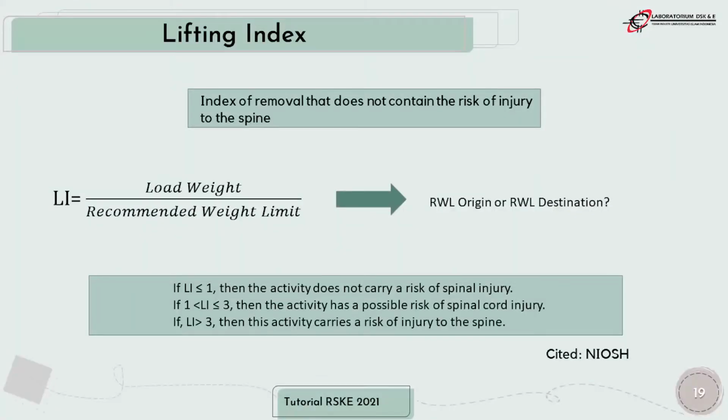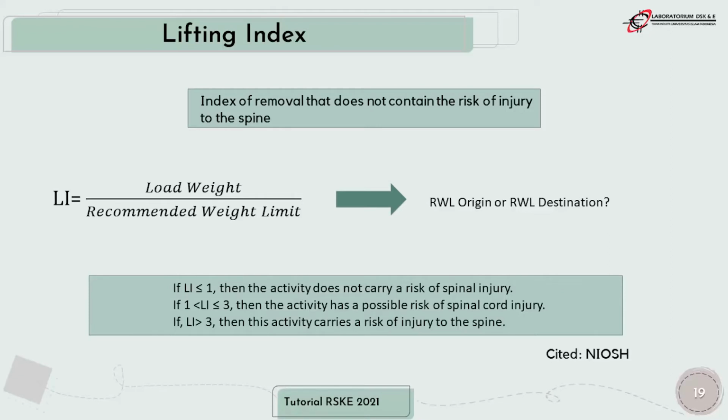After we determine and find the value of the recommended weight limit, the next step is we calculate the lifting index. In calculating the lifting index, you can determine whether the lifting performed by the operator includes risky lifting or safe lifting. The lifting index formula is the load weight divided by the recommended weight limit. The load weight value can be obtained from the data retrieval, which is the weight of the load lifted by the operator.